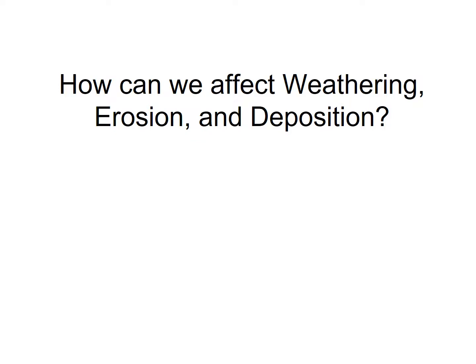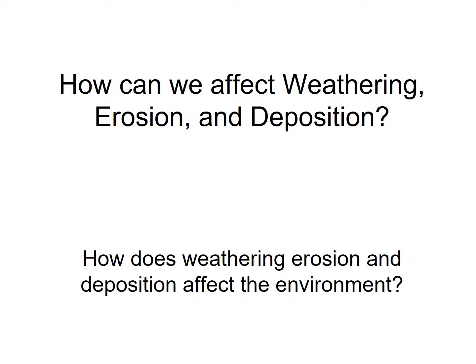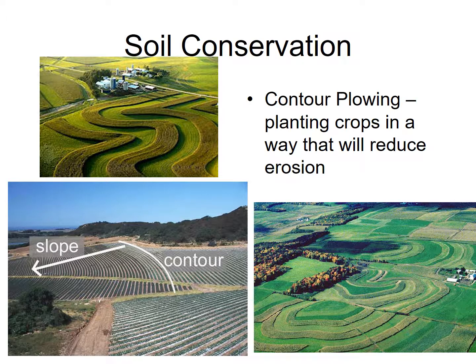And so I wanted to talk a little bit about how we can affect weathering, erosion, and deposition, and how it affects the environment. So soil conservation is really important. I talked about this a little bit already. When it comes to farmers, we need to make sure that we're not depleting the land of nutrients and that stuff will still grow to hold the soil together.